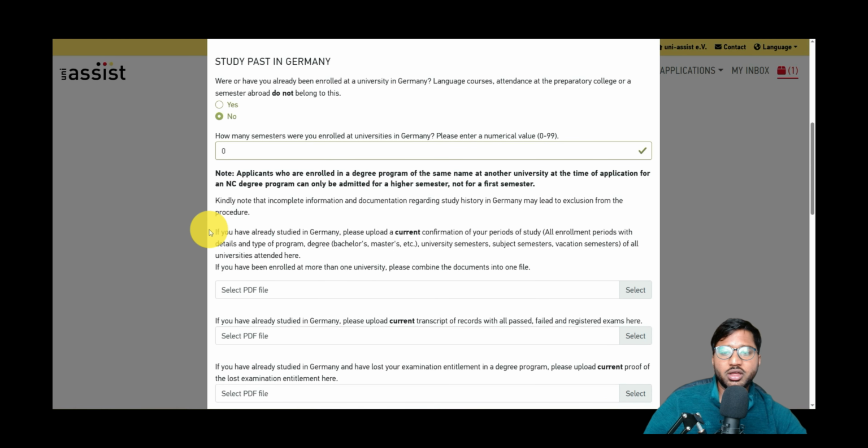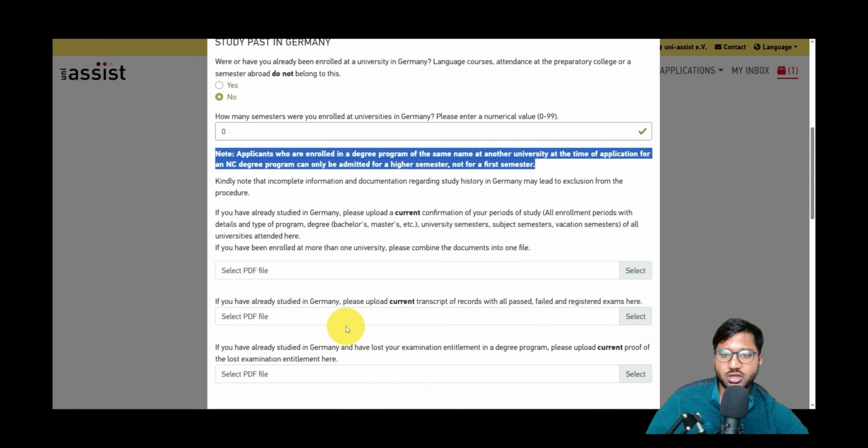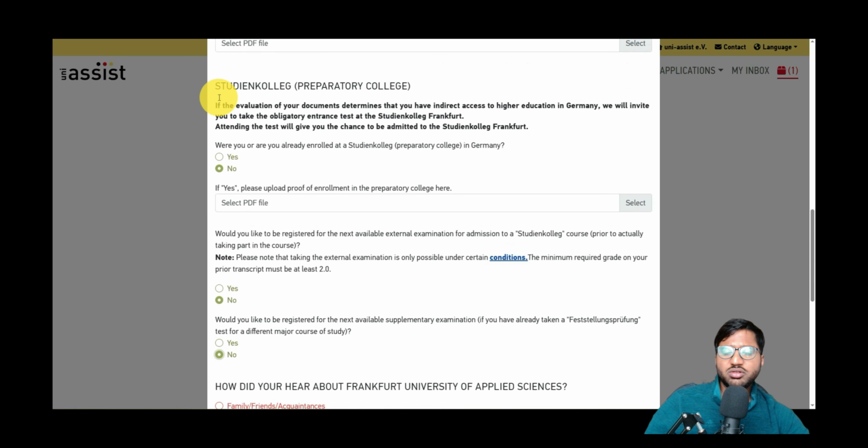Okay, and here, the people who have already done a degree program for 1 semester and are coming here for the second semester have to fill in these details. Okay, student college we have not done. Now you need to fill in the student college, preparatory college details. So here you can just fill in, have you studied or enrolled in student college?